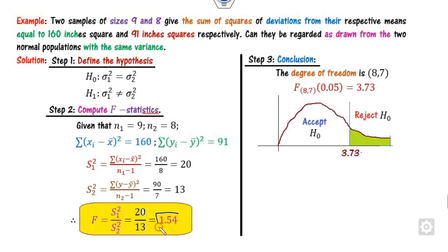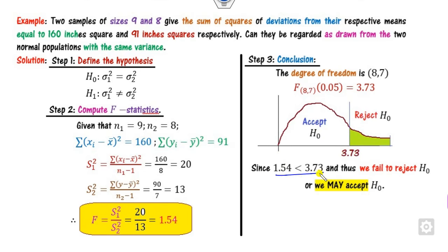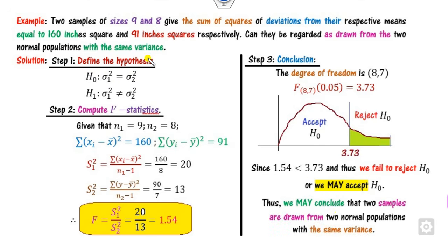Now we can check where it lies. This is my 0, 1.54 lies here. Since this value is less than this, we fail to reject H0, or we may accept H0. What is the meaning of that? The two variances are the same. So we may conclude that the two samples are drawn from the same variance.